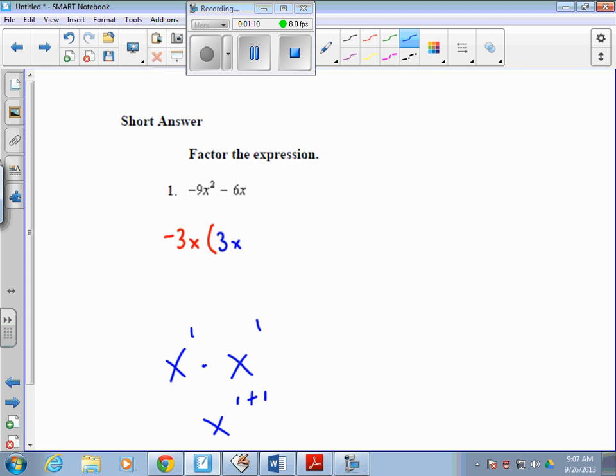The other question is, what do you have to multiply negative 3x by to get negative 6x? You multiply it by positive 2. So when this is factored out, you can check it. If you distribute it back, negative 3x times 3x is negative 9x squared, and negative 3x times 2 is negative 6x. So this is the factored version of that problem.